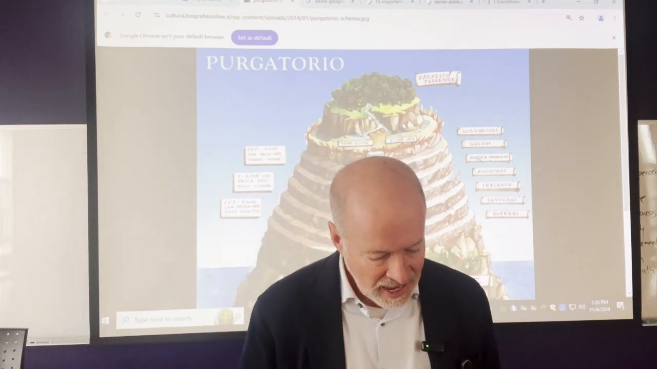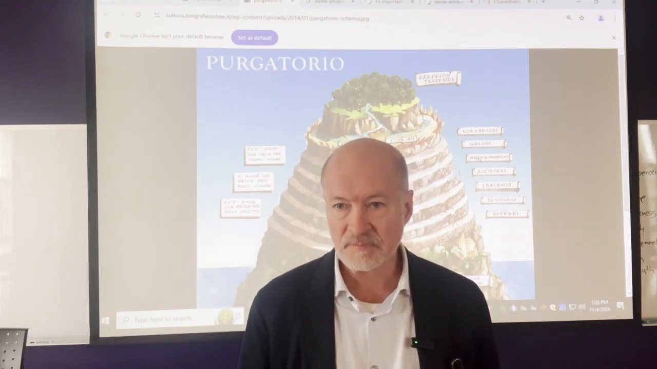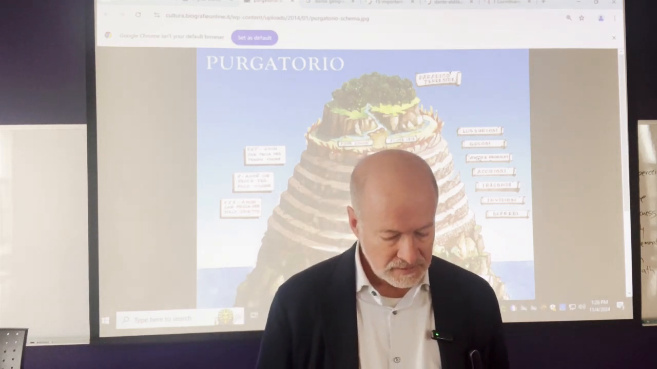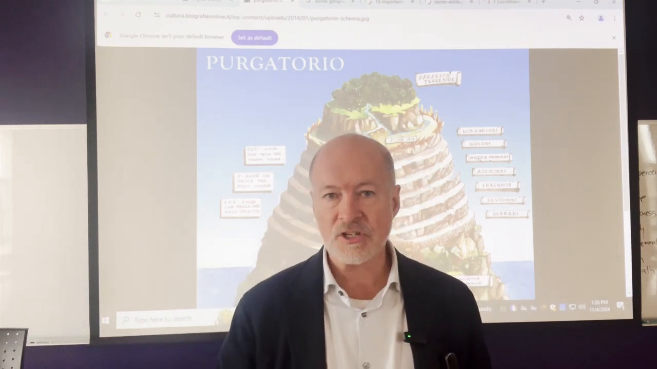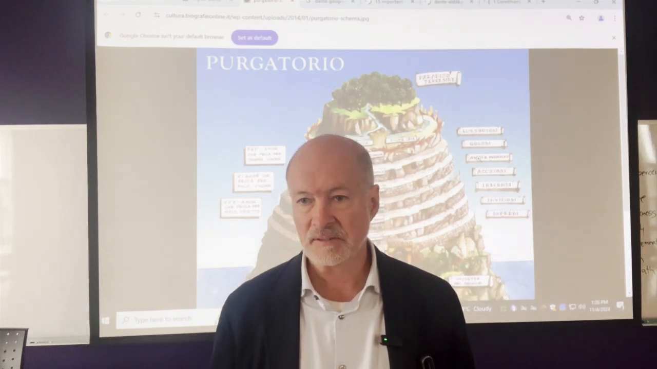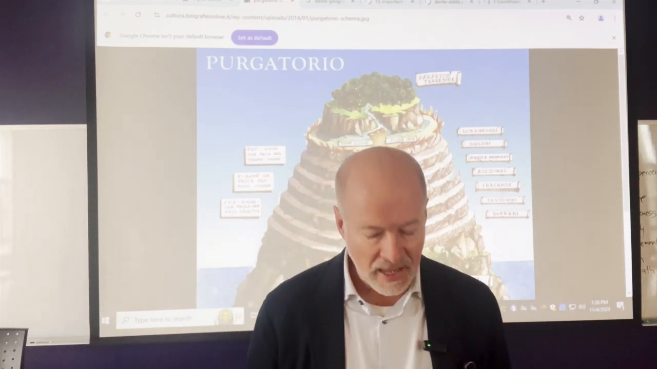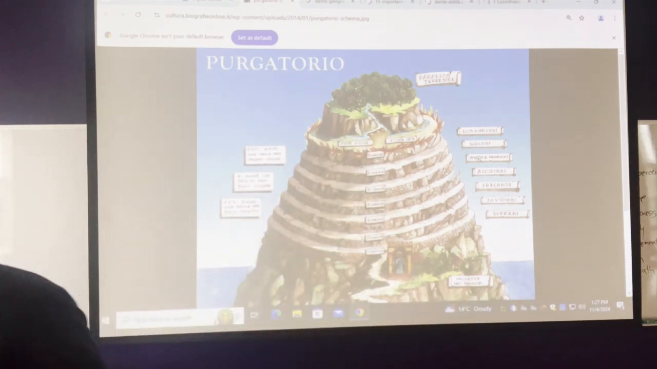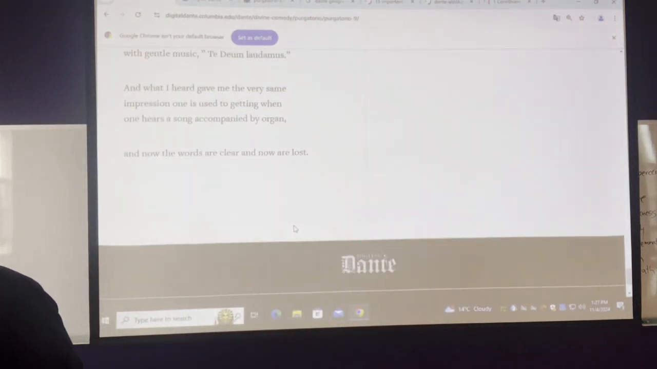And each canto ends with a beatitude, by the way, from Christ's Sermon on the Mount. And so there's a liturgical aspect to the Purgatorio. When I say the beatitude, blessed are those. So that's each canto concludes with that from this stage onward.